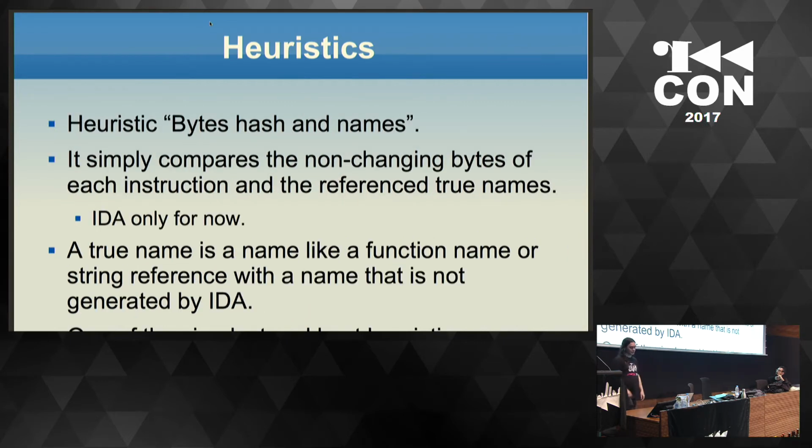So some heuristics, sorry. Bytes hash and names. It simply compares the non-changing bytes, as I said. Let's say that we have a jump to somewhere. I remove the bytes that tell where you have to jump in each instruction, and the references' true names. True names is an IDA thing. A name in IDA is whatever was assigned as a name by IDA. It can be a function, it can be a string reference, it can be a global variable somewhere that has a name. So the name, like a function name or a string reference with a name that is not generated by IDA. If it is generated by IDA, I simply remove it. And if the hash that I calculate from the bytes hash and the names is actually the same between two databases, it is a very reliable measure to determine that they are similar.